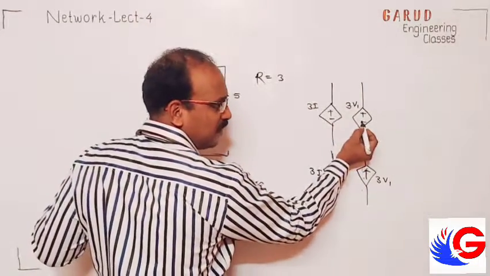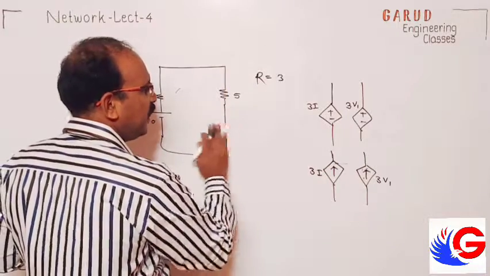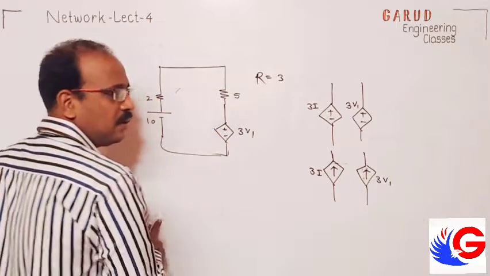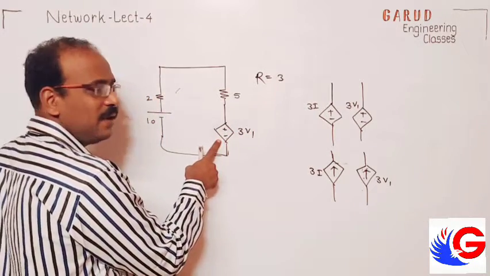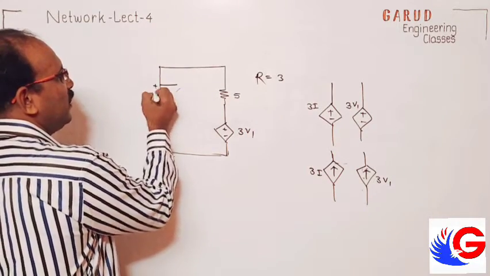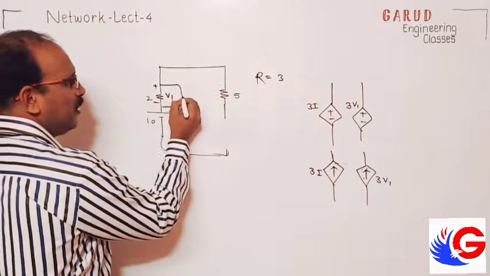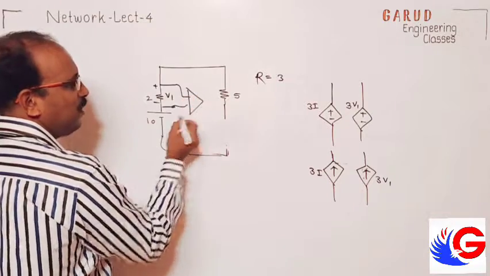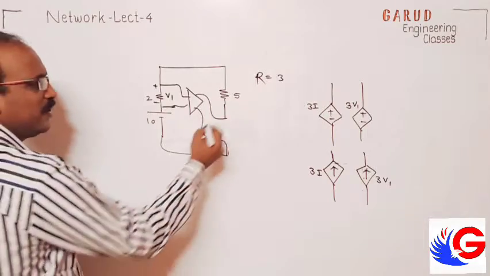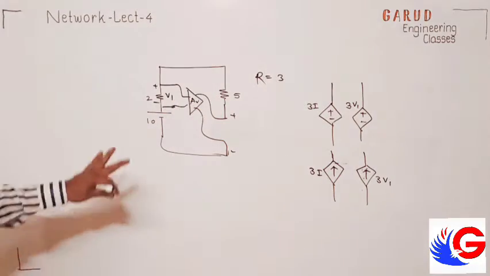How is the voltage sensed? To sense the voltage, I need a drop. Suppose I draw something like this, 3V1. This is a voltage source, and it is sensing V1. Where is V1? Somewhere here. This is V1, so I mark positive, negative. Then how will the amplifier form? It is sensing V1, so there will be an amplifier connected in series like this, positive, negative. This is the voltage amplifier AV. Correct? So this type of circuit may be there.